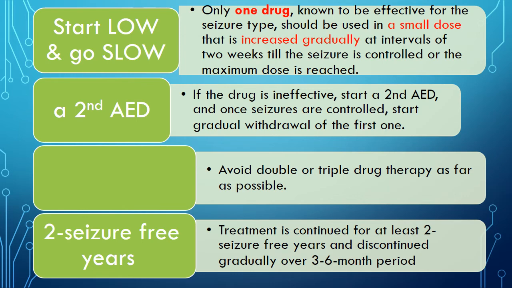The treatment should be continued for at least 2 seizure-free years, and then after a normal EEG, gradual discontinuation of anti-epileptic drug is done over a period of 3 to 6 months. Avoid sudden withdrawal of anti-epileptic drugs because it may cause status epilepticus.